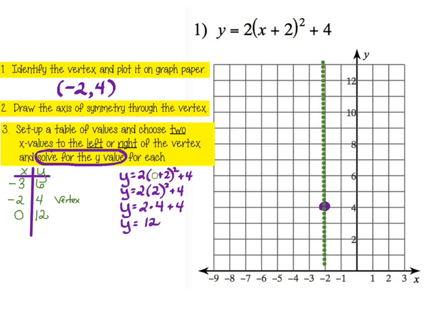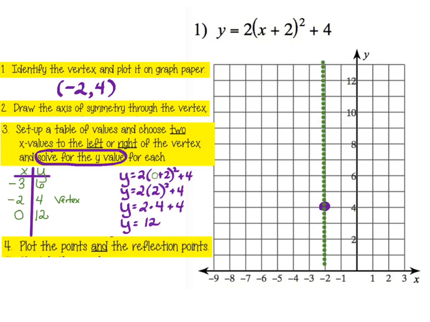All right, so the next step is to plot these points and the reflection points. So I'm going to start with (-3, 6). That's right here. And its reflection point is 1 increment to the right. It's 1 increment from that axis of symmetry, so it's going to be 1 increment to the right. So let's back up.